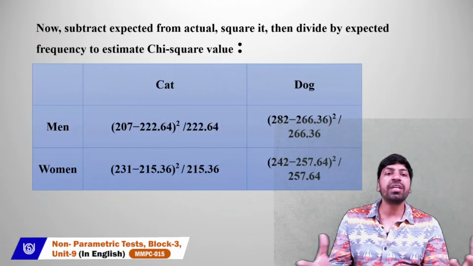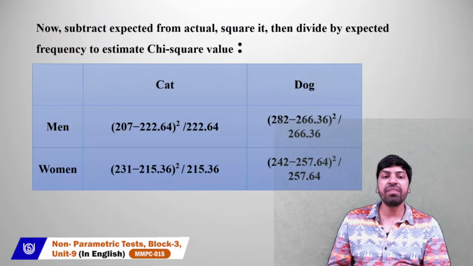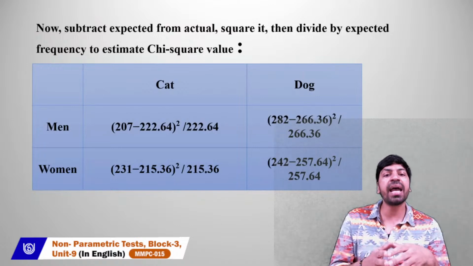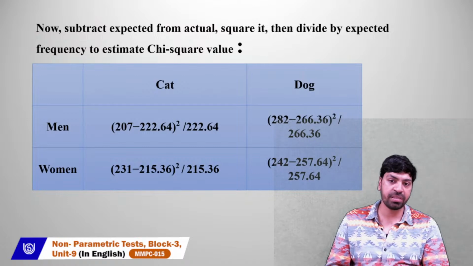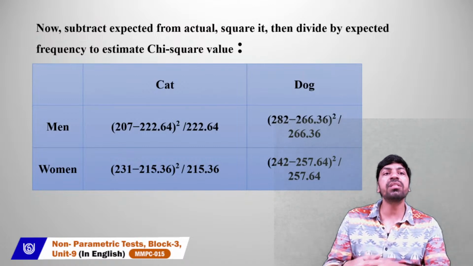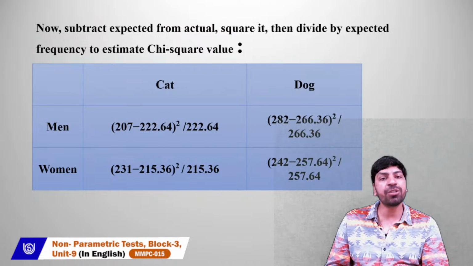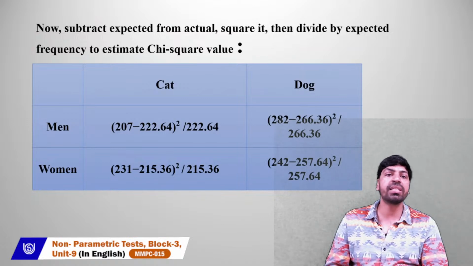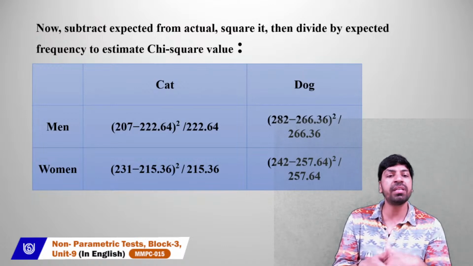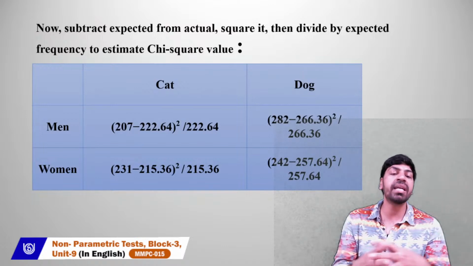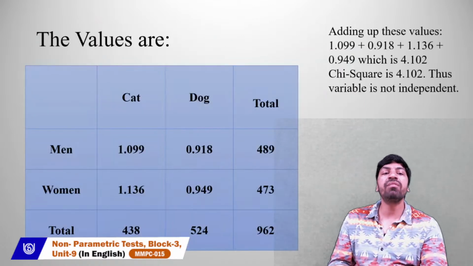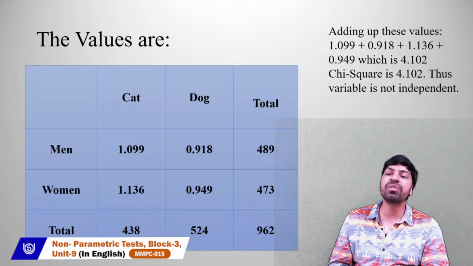So this is the calculation of the value of chi-square. We have an observed frequency and an expected frequency. We subtract the expected from the actual, that is the observed frequency, then square it, then divide by the expected frequency to estimate the chi-square value. In this table, we have shown how it has been deducted, squared, and divided by expected frequencies. Following this procedure, we have calculated the chi-square values individually.